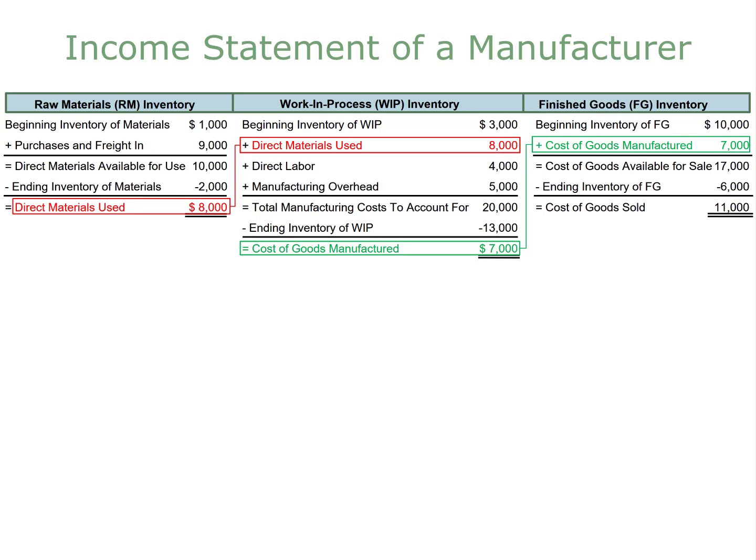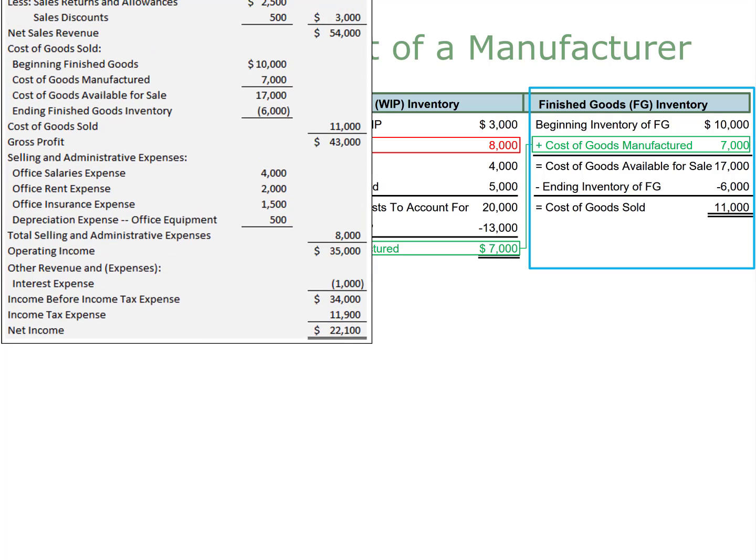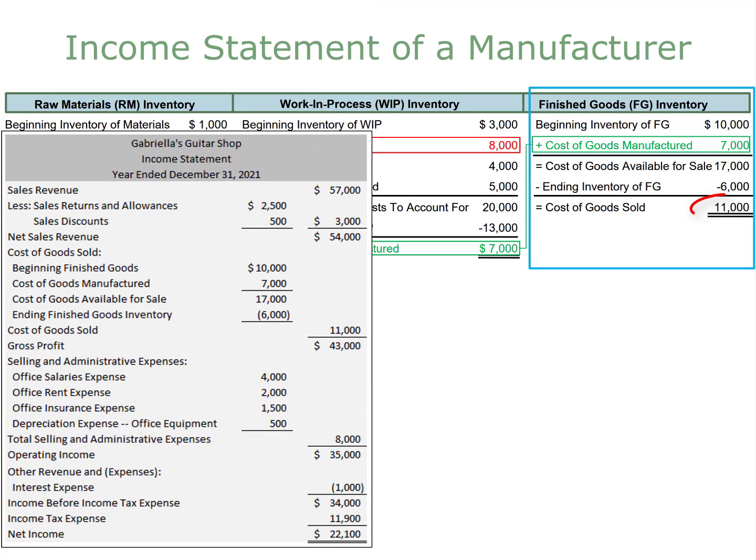Finally, we'll learn how to create an income statement for a manufacturer. I will show you how this section is used to complete Gabriella's Guitar Shop's income statement. Notice $11,000 of cost of goods sold from our calculation shows up here on the income statement. All that work on the previous few slides was needed to calculate cost of goods sold. Also, the breakout of how cost of goods sold was calculated is shown in the left column of the income statement. This cost of goods sold calculation would only be shown internally. An income statement presented to external users, like the general public, would leave this calculation out.